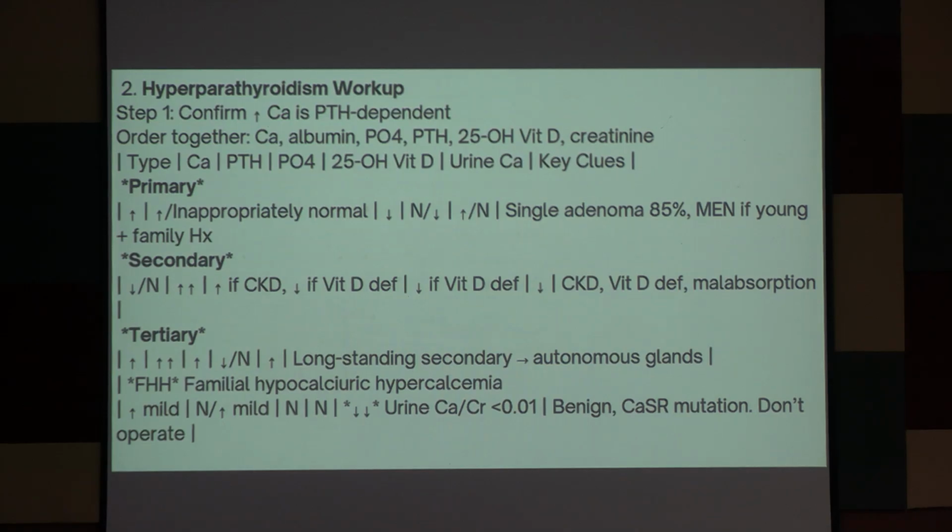Since calcium is not being excreted in the urine, high calcium stays in the blood. This is a familial condition, familial hypocalciuric hypercalcemia. This is a benign condition. There is a receptor mutation and here we don't need to do anything.